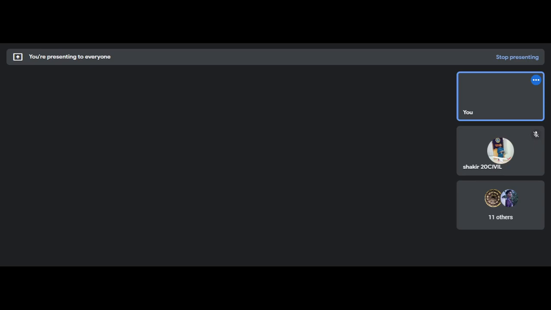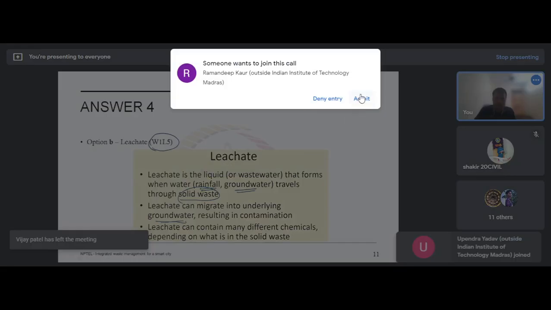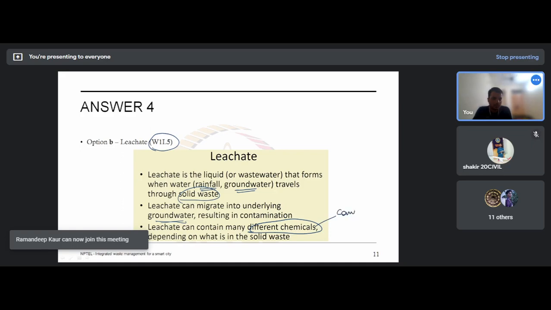You can refer to next week, lecture 5. Leachate is the liquid that forms when water, that is rainfall or groundwater, travels through the solid waste. And leachate can migrate into underlying groundwater. The leachate can contain many different chemicals, and these different chemicals will depend upon the composition of the waste. So depending upon what is there in the solid waste, the leachate composition can change.